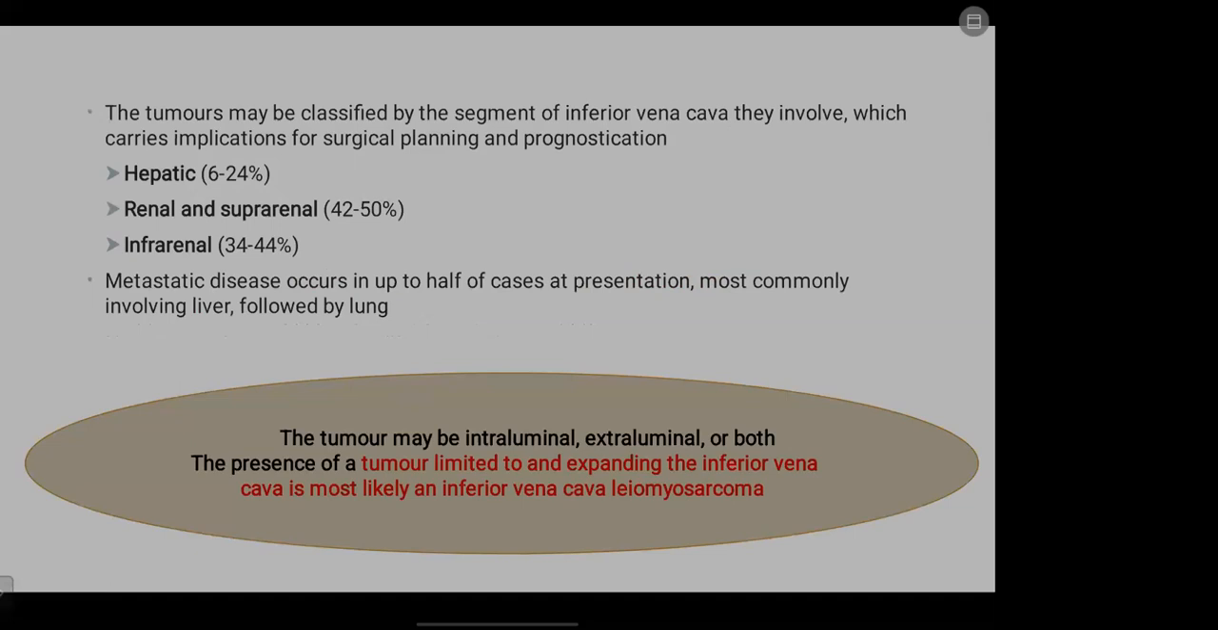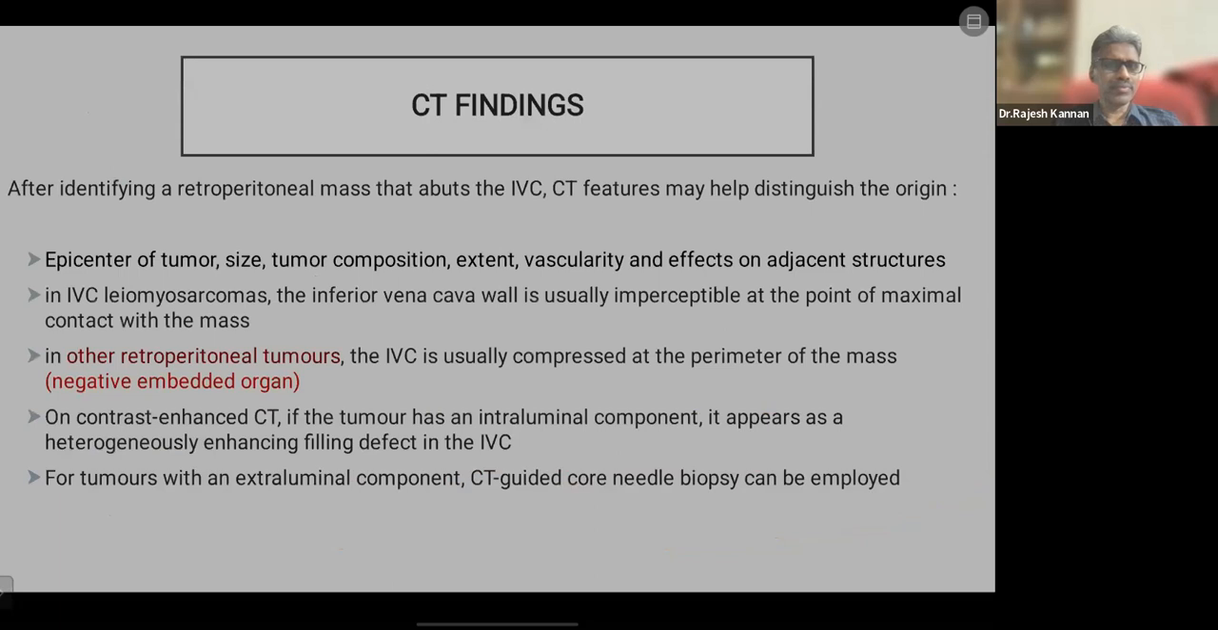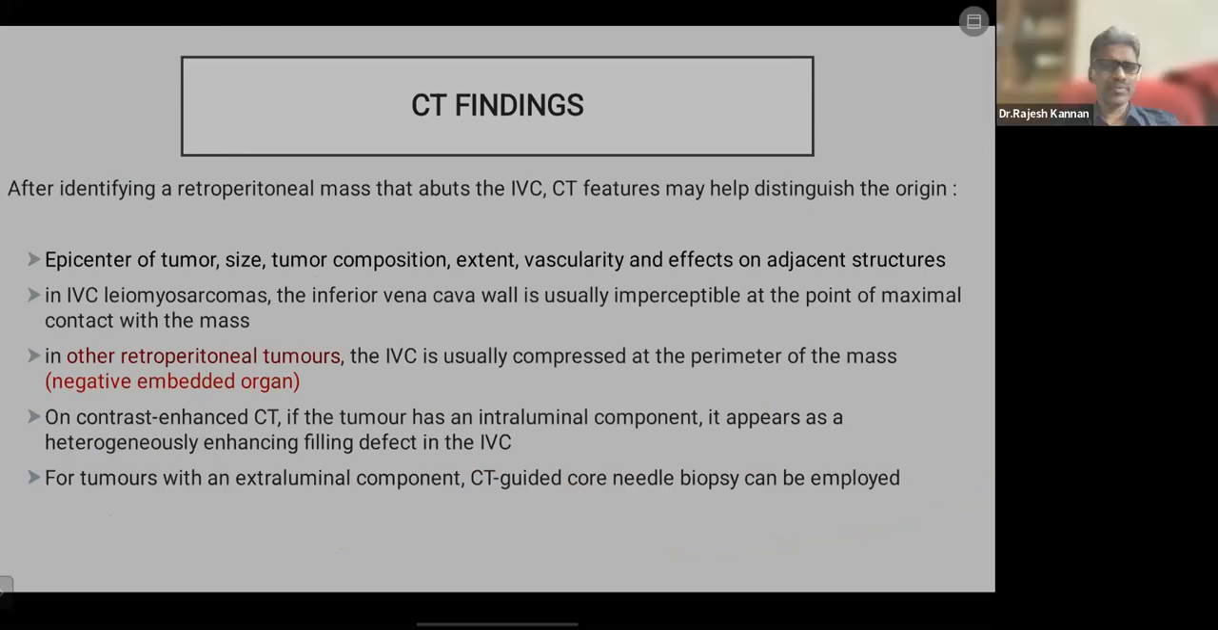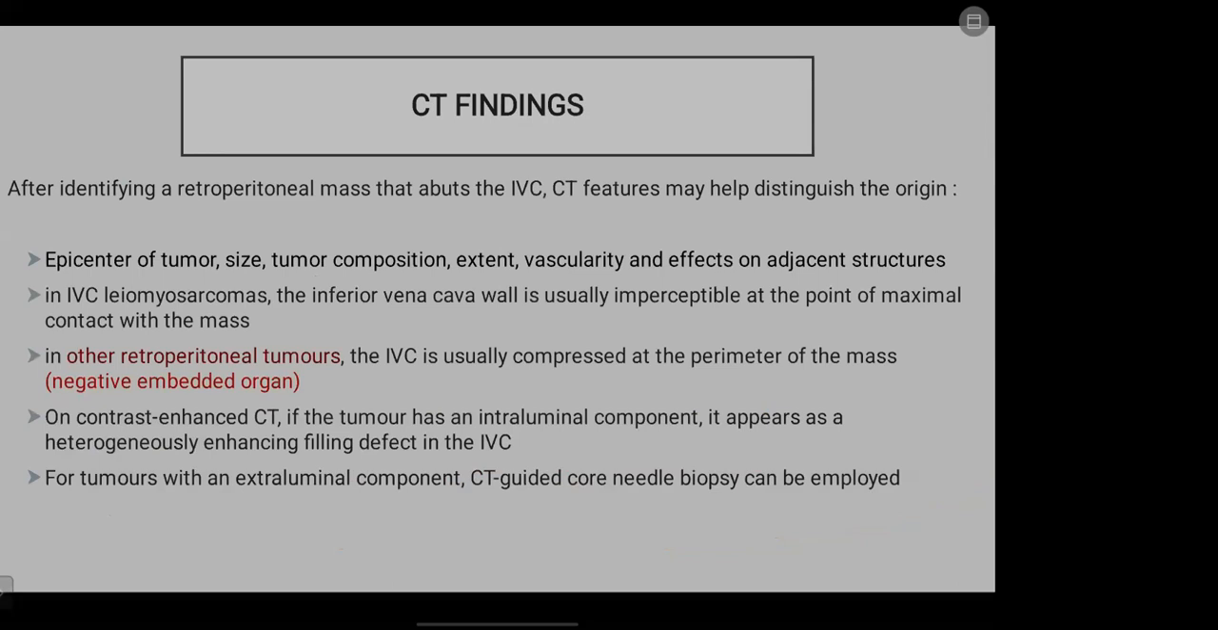Metastatic disease occurs in up to half of cases at presentation, most commonly involving the liver, followed by lung. The tumor may be intraluminal, extraluminal, or both. The presence of a tumor limited to and expanding the inferior vena cava is most likely an inferior vena cava leiomyosarcoma. As for CT findings, after identifying a retroperitoneal mass that abuts the IVC, the CT features which may distinguish the origin are: the epicenter of the tumor, the size, tumor composition, extent, vascularity, and effects on adjacent structures.